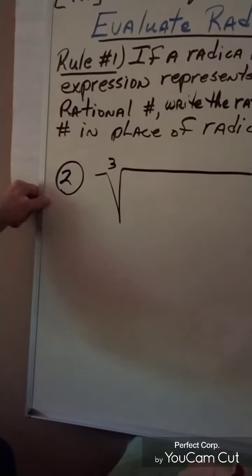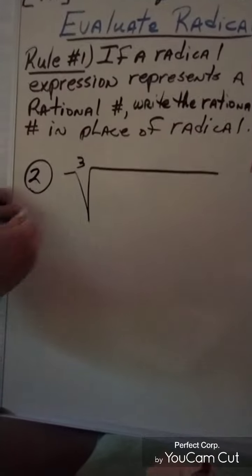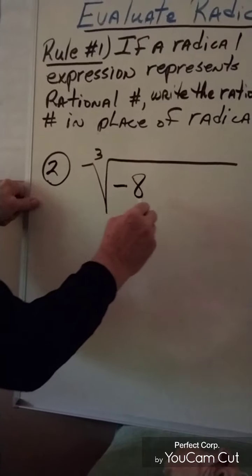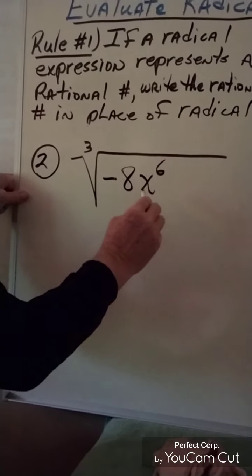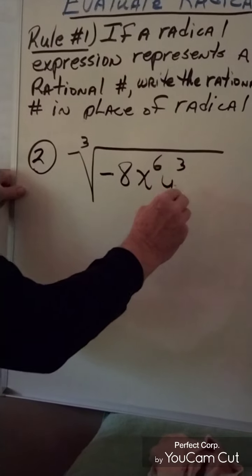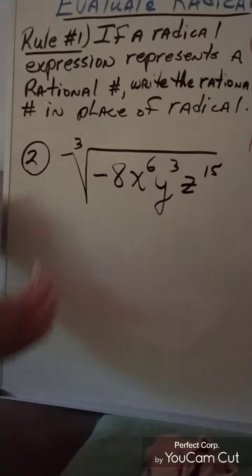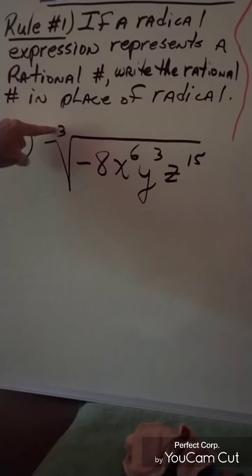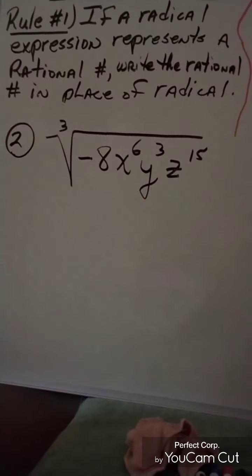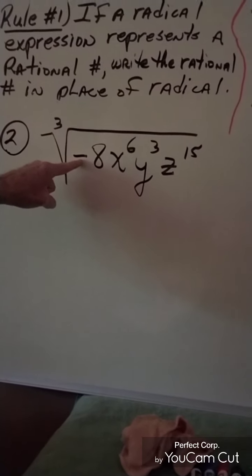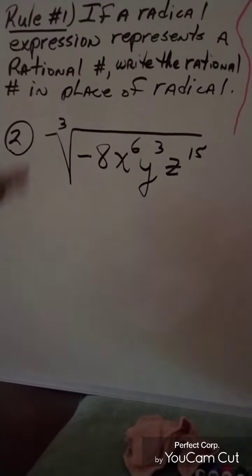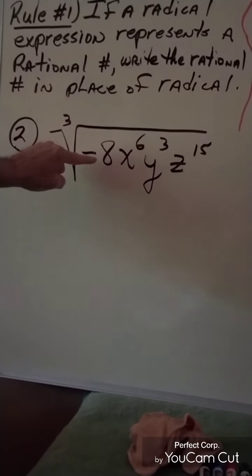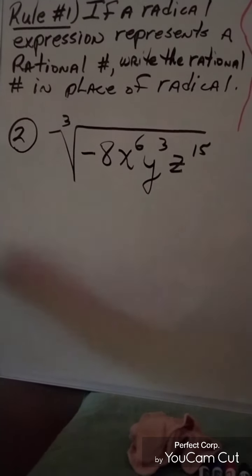Once again, the cubed root, the index is odd. The radicand can be any sign number. -8, x to the 6th, y to the 3rd, z to the 15th. If the index is odd, the sign of the radicand can be any real number. Positive or negative. It's negative, it's defined. It wouldn't be defined if the index was even, but it's defined if the index is odd.